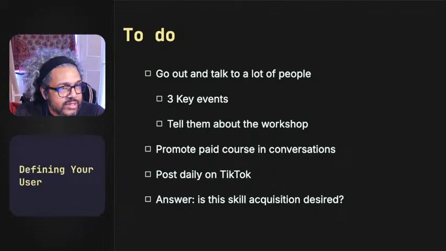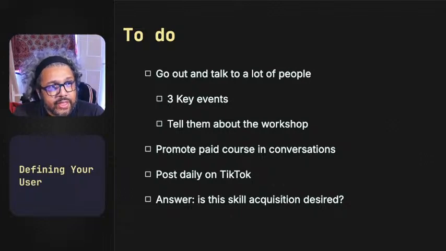So these are the three things I need to do. Go out and talk to a lot of people. There are three key events that I need to be at, and I know that the exact ideal customer profile and the persona are there. And then I'm going to tell them about the workshop. I'm going to start promoting my paid course in conversations and see if people are interested in it. Post daily on TikTok about this one specific problem, about talking to people.